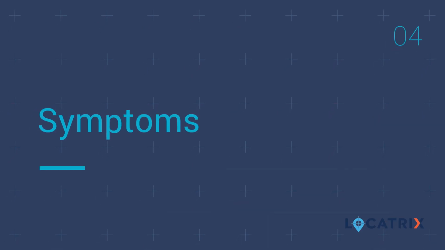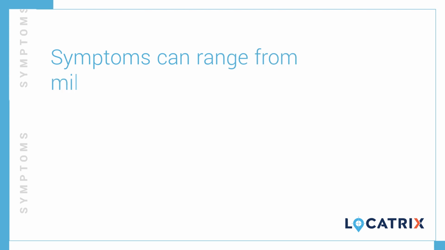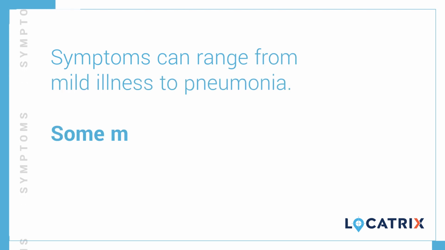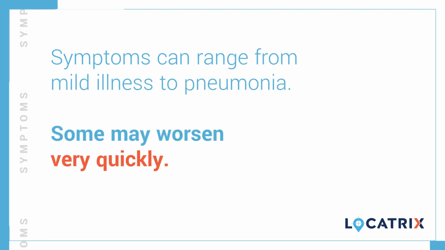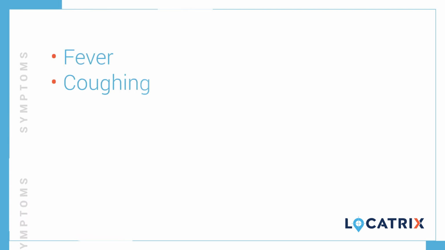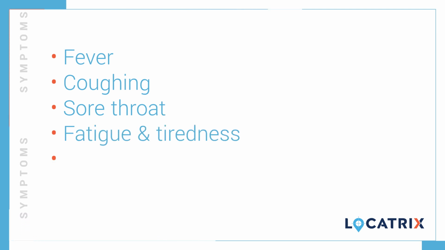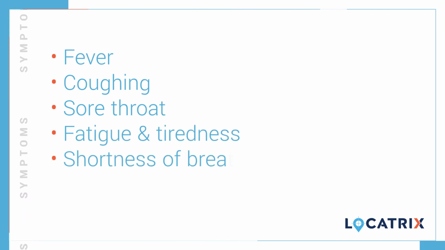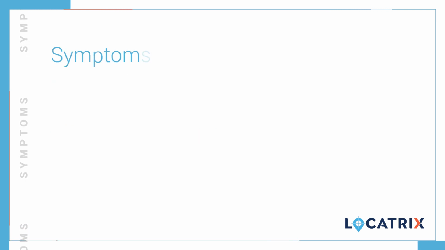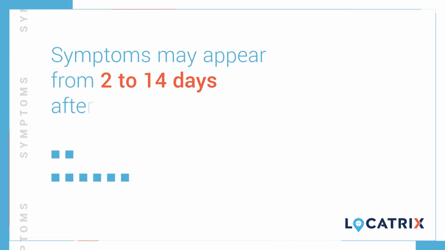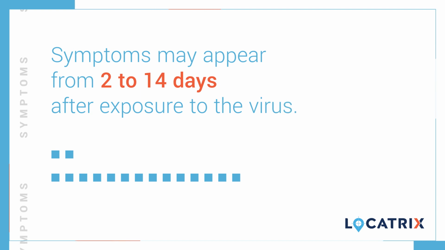Symptoms. Symptoms can range from mild illness to pneumonia. Some people will recover easily, while others may worsen very quickly. COVID-19 symptoms have been reported to be fever, flu-like symptoms such as coughing, sore throat, fatigue and tiredness, shortness of breath. Symptoms may appear 2 to 14 days after exposure to the virus.